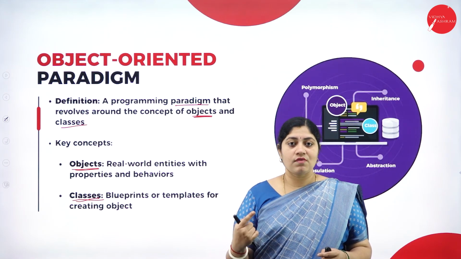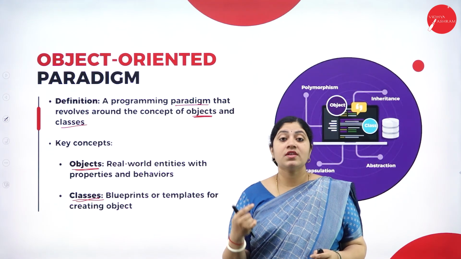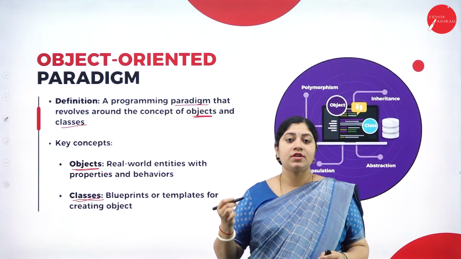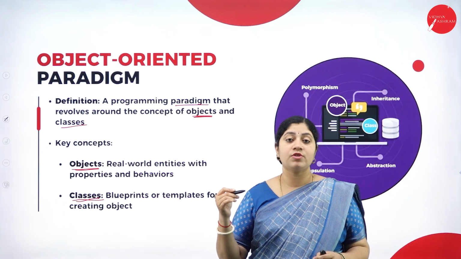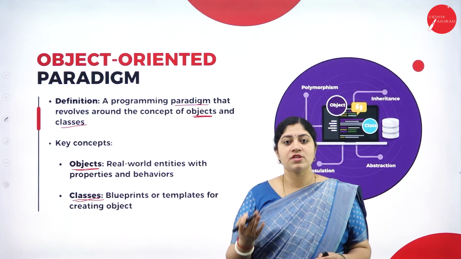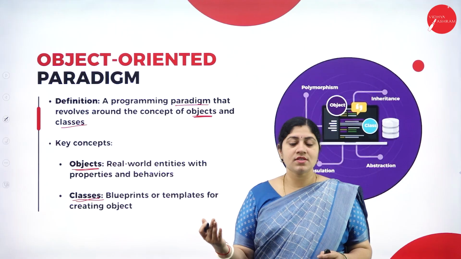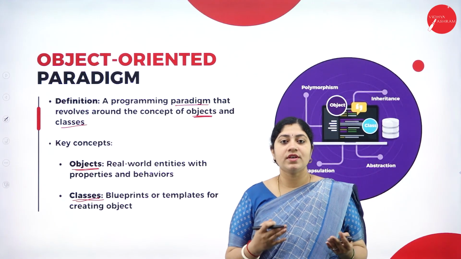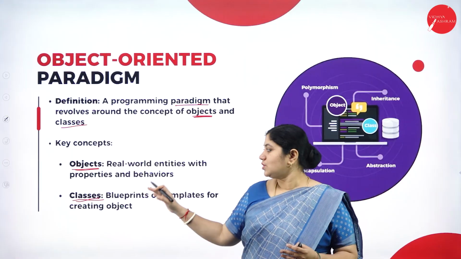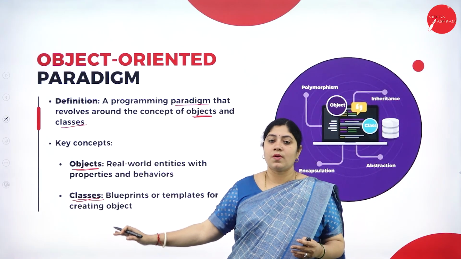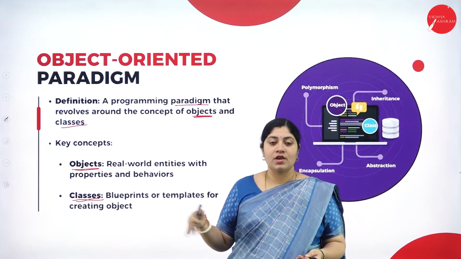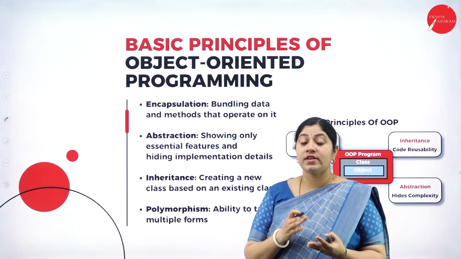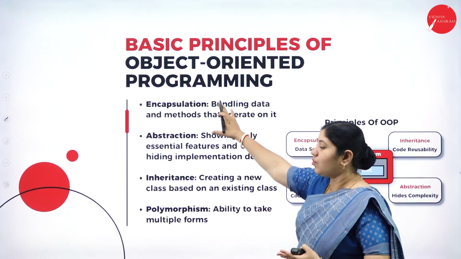As we have understood, an object is none other than a real world entity which has its own properties as well as behavior. But what is a class? It is a blueprint or a template for creating various objects. So this forms the key concept of object-oriented programming. Now let's move forward and see what the basic principles of OOP are.